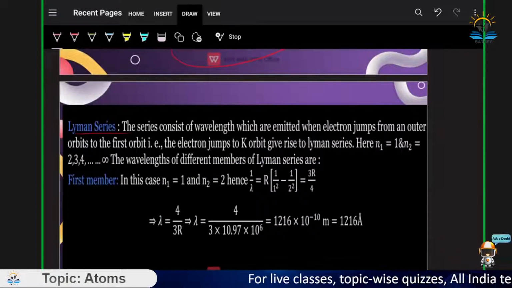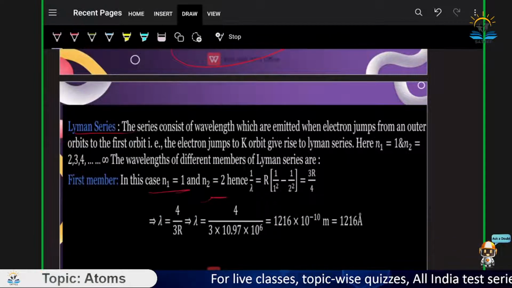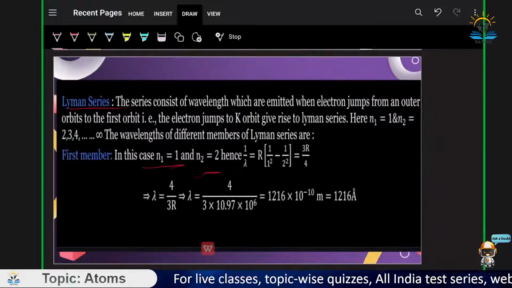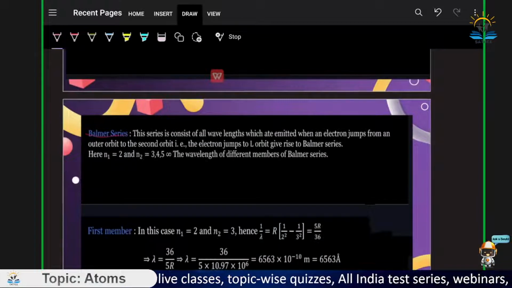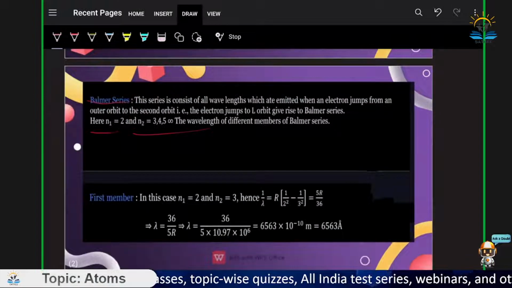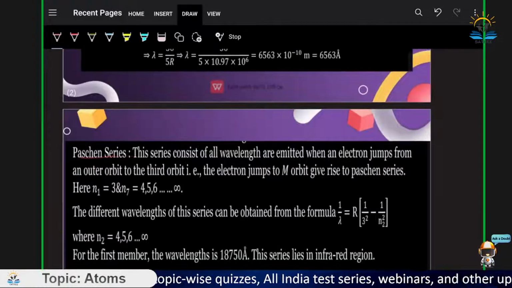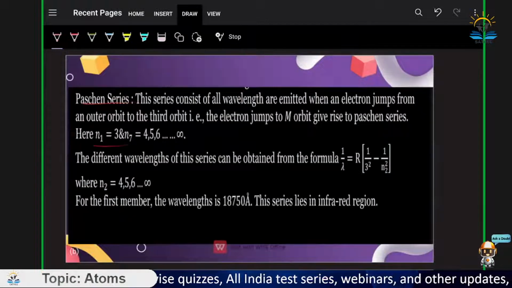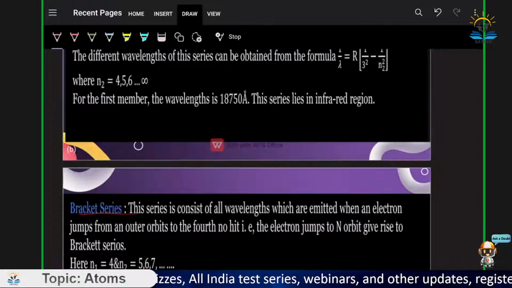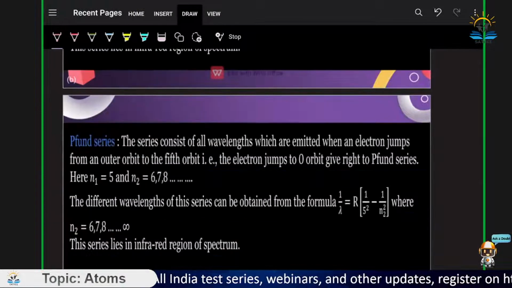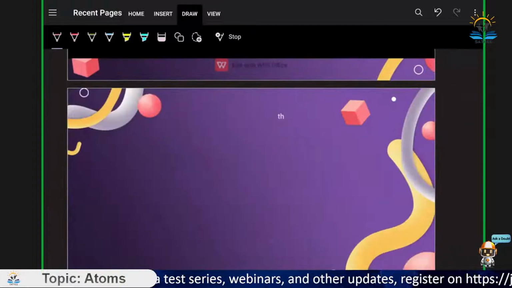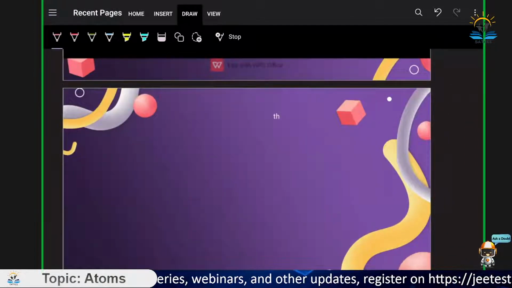The Lyman series has n1 equal to 1 and n2 equal to 2, 3, etc. Balmer has n1 equal to 2 and n2 equal to 3, 4, 5, etc. Paschen series has n1 equal to 3, Brackett n1 equal to 4, and Pfund n1 equal to 5.